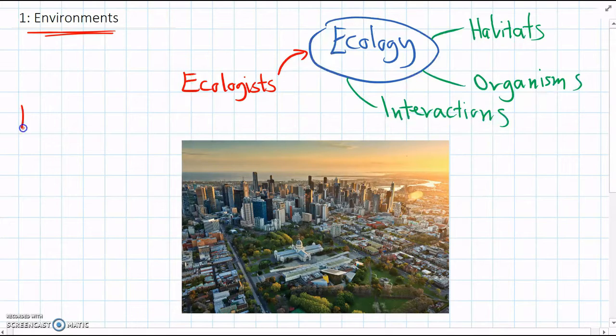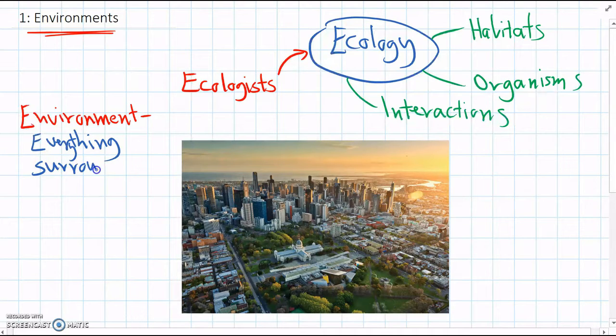So basically, an environment is everything that surrounds you or any other living thing. So everything surrounding an organism.